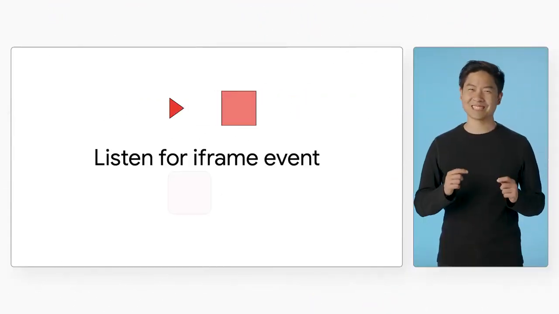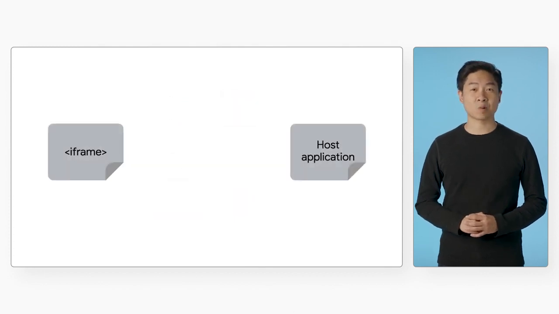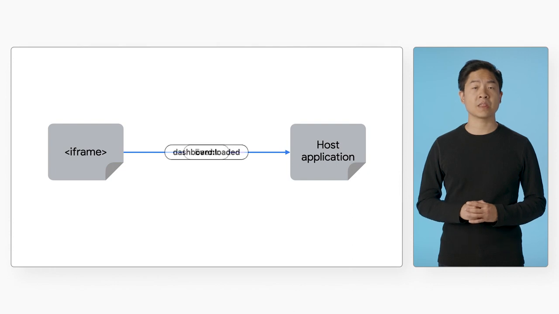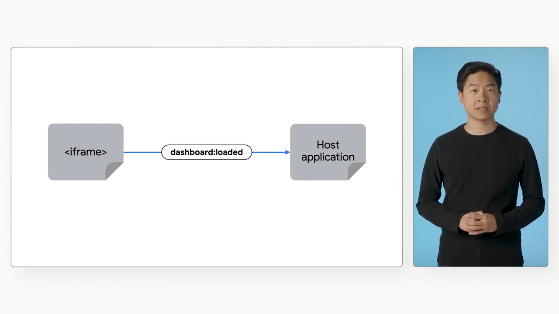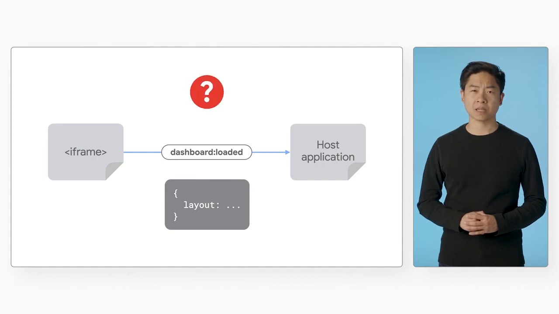All right, let's get started by listening to the iframe. The embedded dashboard in the iframe will emit events that communicate changes in its state. We want to listen to the dashboard loaded event that fires when the dashboard and its tiles have loaded, but its queries are not yet running. The event will tell us the layout of the dashboard. So, how do we listen to this event?